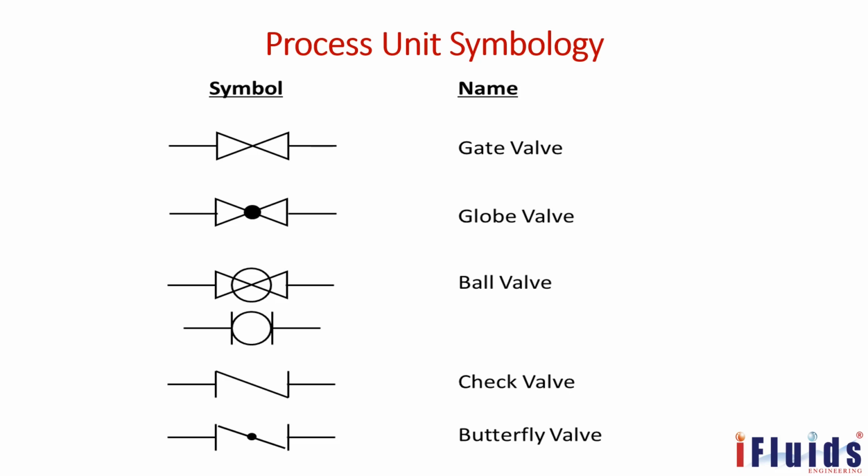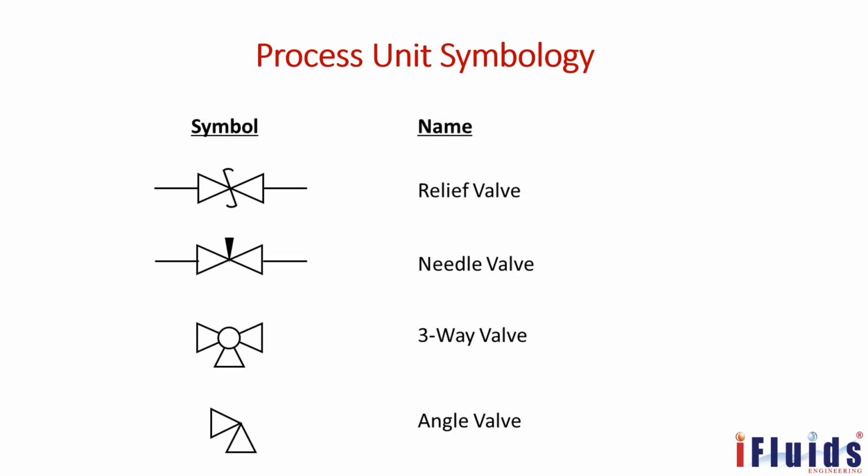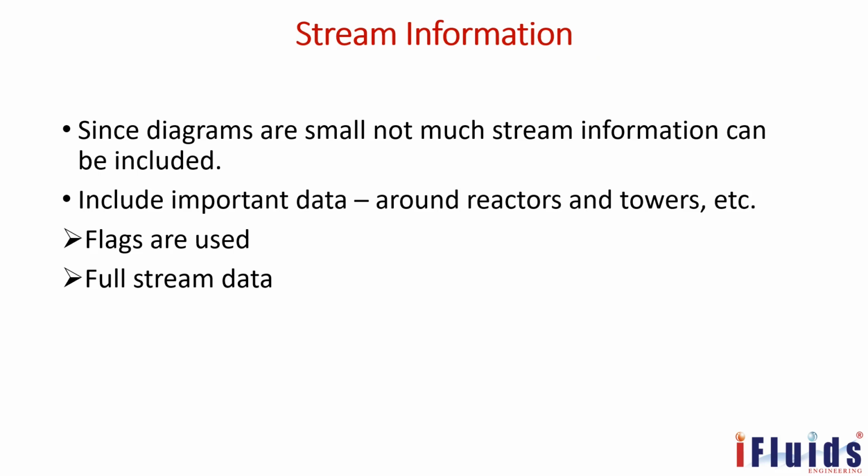Globe valve, gate valve, ball valve, check valve, butterfly valve. You have to see the difference between each valve. Check valve and butterfly valve look similar, but there will be one small dot in the center, a pivot. Actually, that is a butterfly valve. This is a relief valve, needle valve, three-way valve, angle valve.